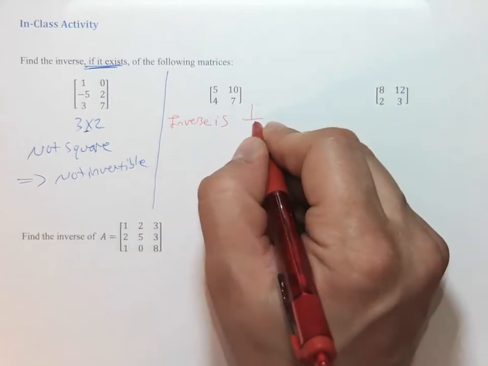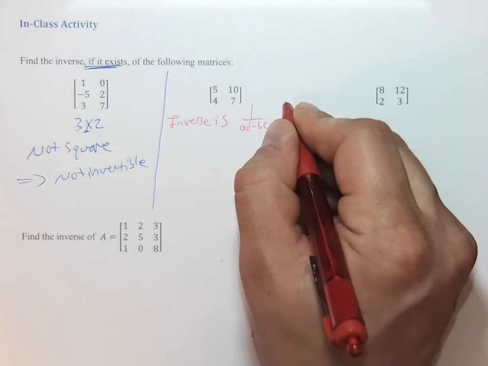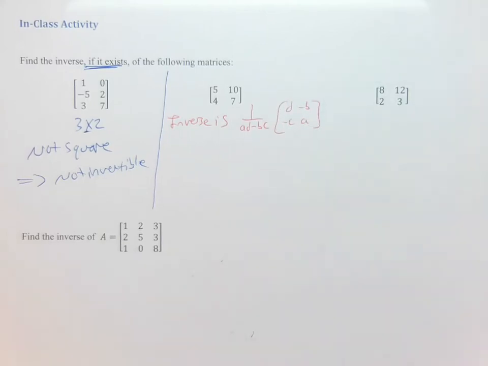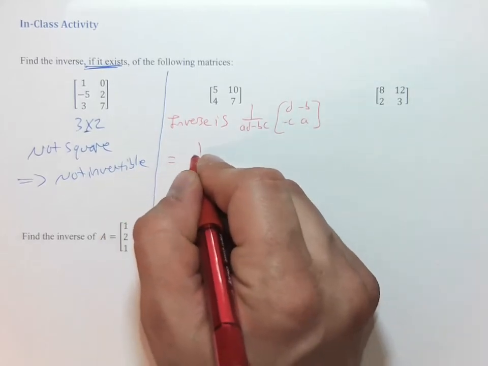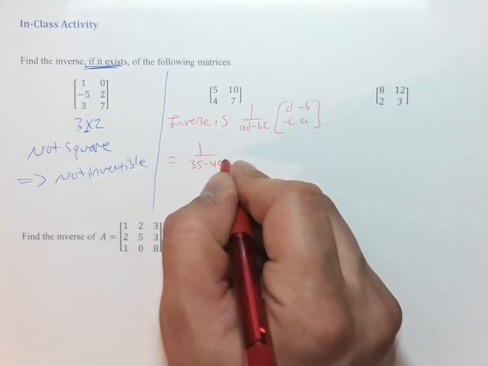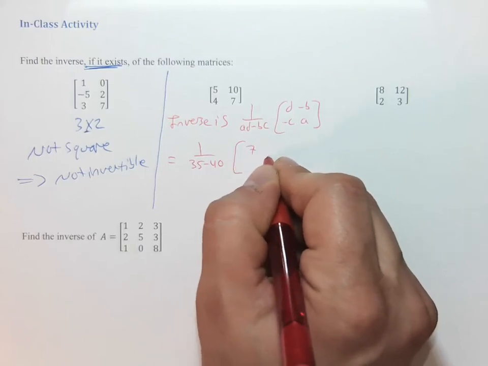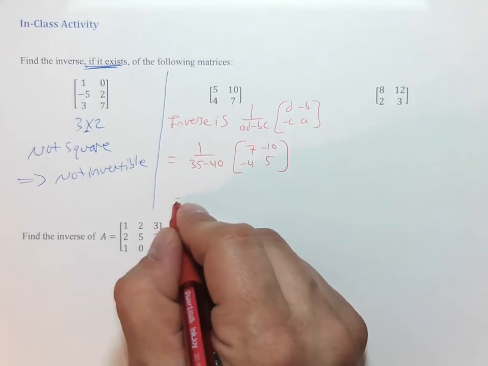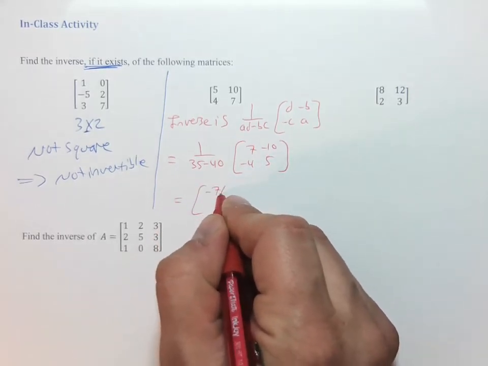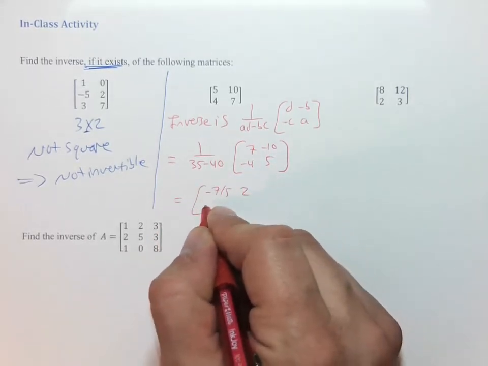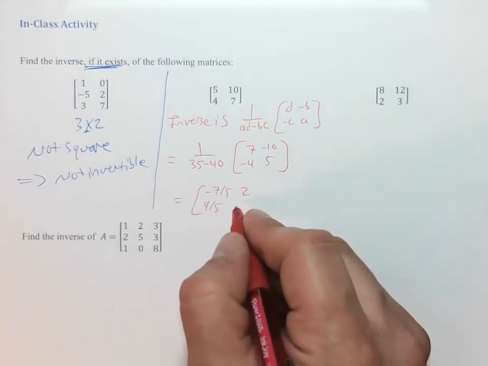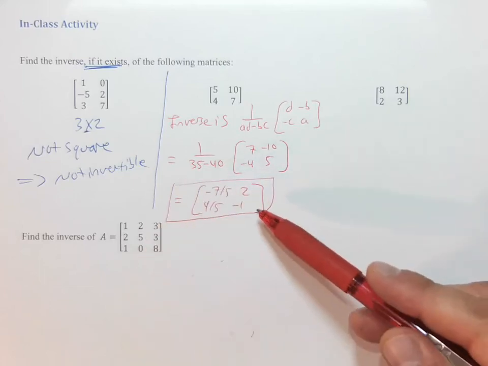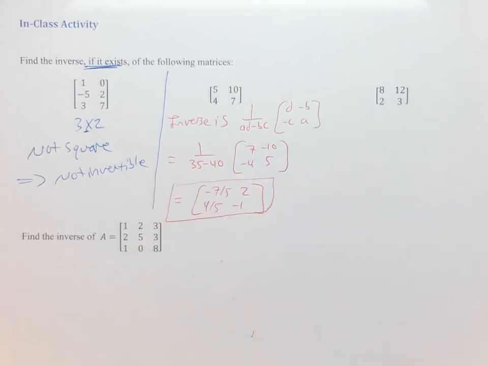So we'll have 1 over AD minus BC, like that. And that's going to look like this. 1 over 35 minus 40, 7, 5, minus 4, minus 10. Which ends up being minus 7/5, 2, 4/5, minus 1. And so again, you can use this one down on the one at the bottom of the page.